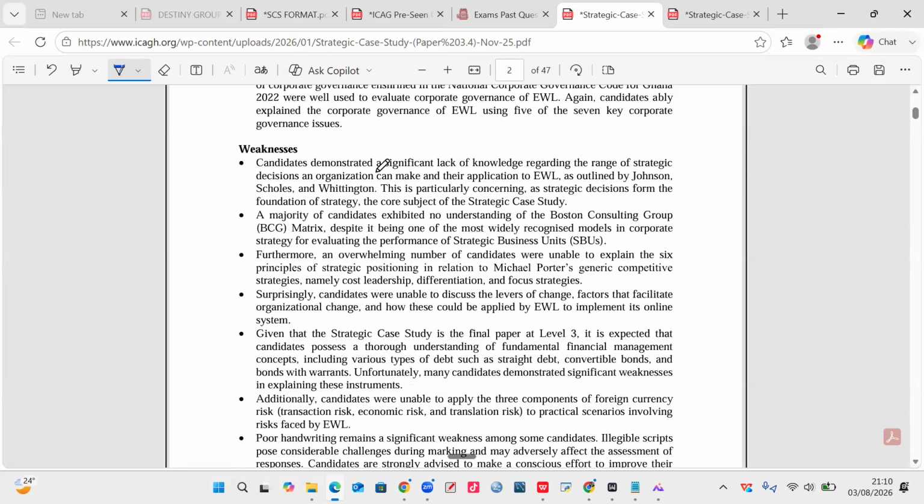Candidates demonstrated a significant lack of knowledge regarding the range of strategic decisions an organization can make and the application of the EWL, as outlined by Johnson and Scholes. The majority of candidates exhibited no understanding of the BCG. Furthermore, an overwhelming number of candidates were unable to explain the 6 principles of strategic positioning relating to Porter's generic competitive strategies. Surprisingly, candidates were unable to discuss the levels of change.